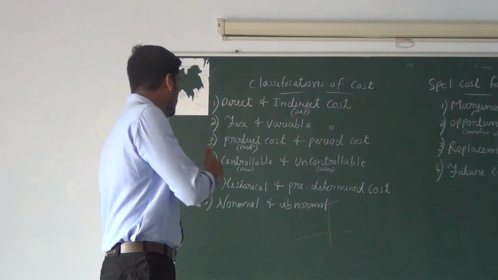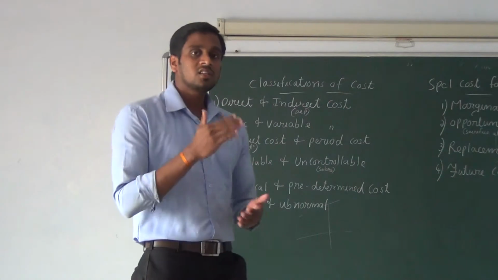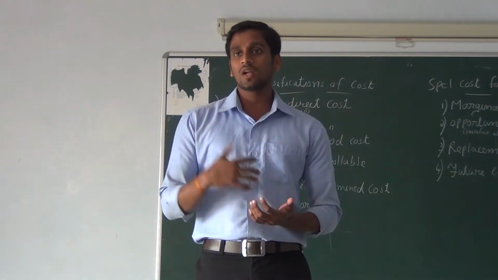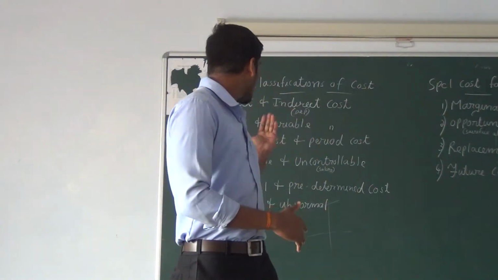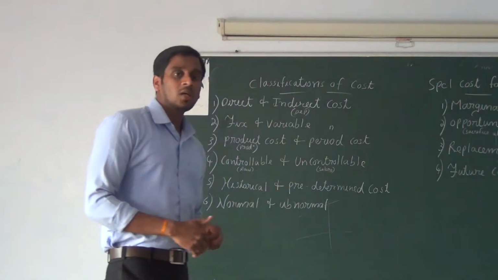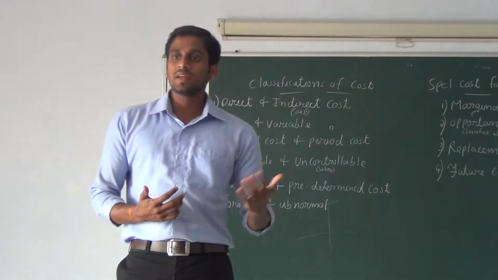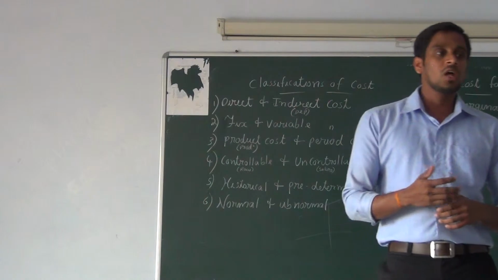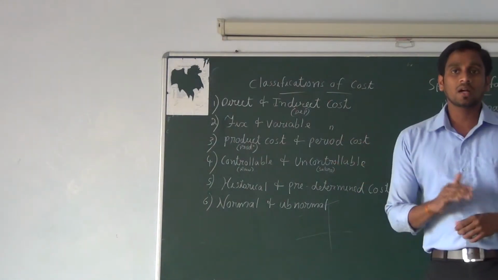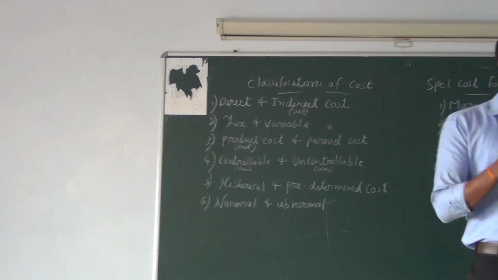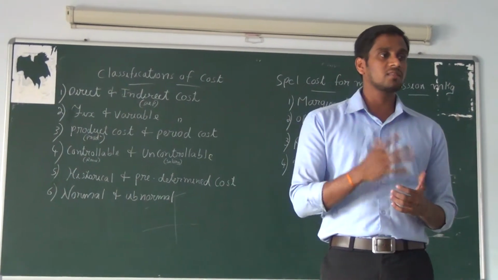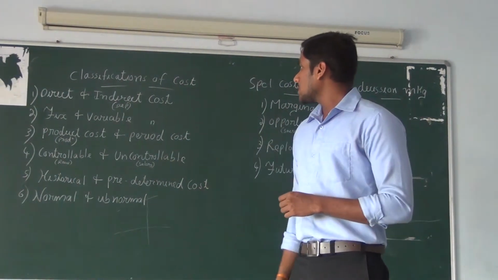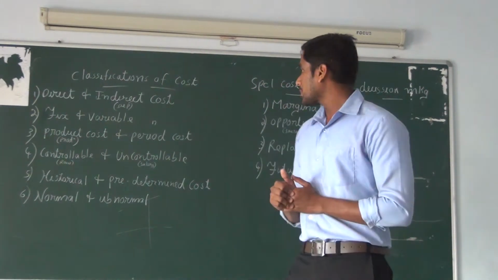Another classification is controllable and uncontrollable cost. Within cost there are some costs which we can control, which are in our hands of control, and some which are not in our hands of control. That's why it is termed as uncontrollable cost. Because in a factory, while we are doing production, we need to control the cost to some extent. If we classify cost as controllable and uncontrollable, we can control the cost easily. For that purpose we classify it so. In controllable cost, for example, the raw materials and so on we are purchasing.